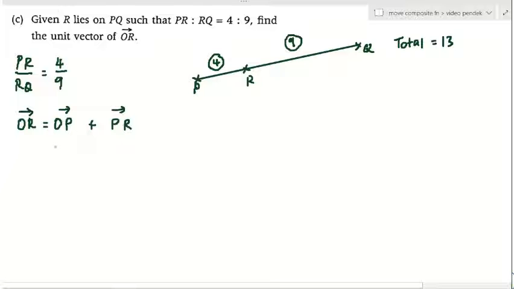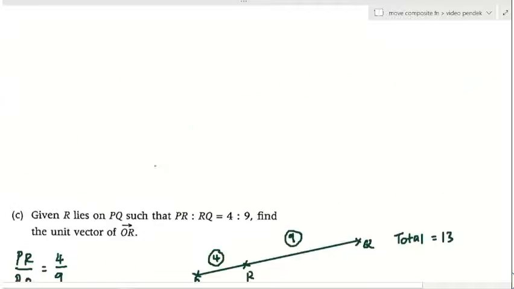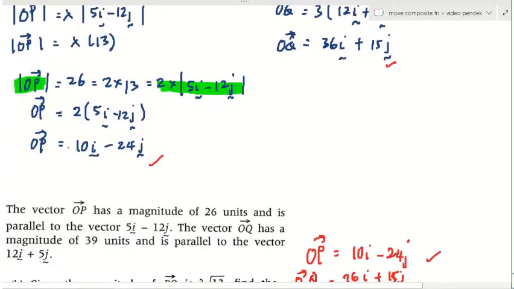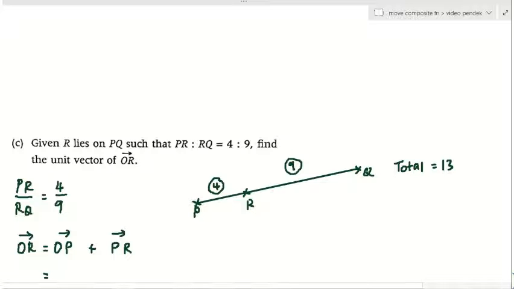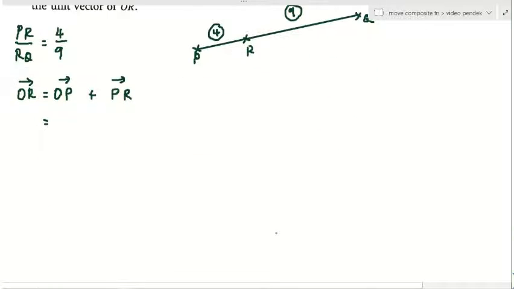OP we know from question A: OP is 10I minus 24J. 10I minus 24J for OP, plus PR. Right now, what is PR?